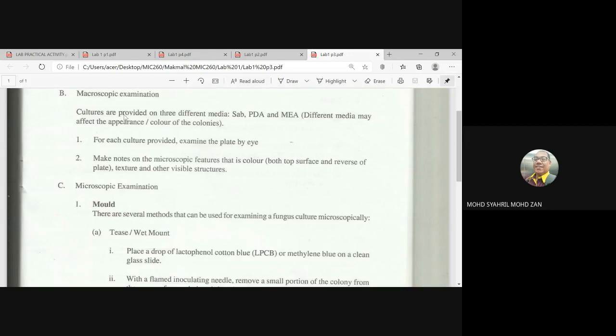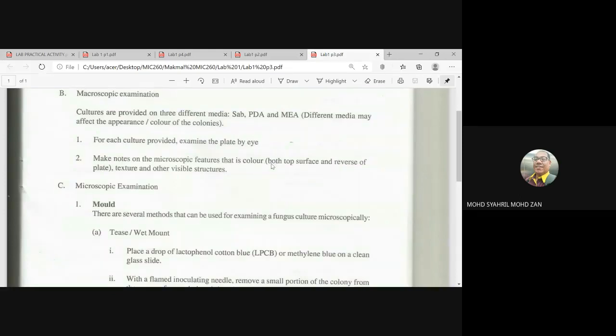So this one is more on the macroscopic examination. Macro means awak tengok morphology eksperimen tersebut. Okay, and then make a notes. Apa yang awak nampak kat situ. So, is it different in colors?